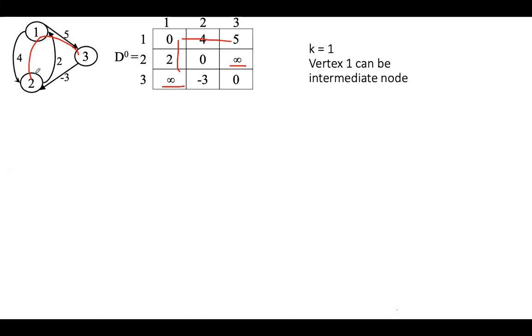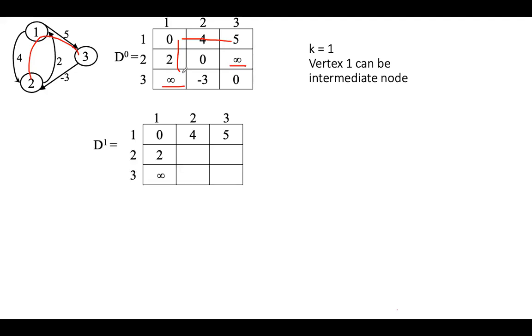We are trying to find out whether we'll get a shorter distance if we go through 1. When you are talking about 1, this first row and first column we will not consider. So the matrix will be like this. D naught is the input matrix. D1 is the next iteration matrix. Here we need to find out 2 to 3 and 3 to 2. Because the diagonal will be 0, we are not worried about those locations. So the 2 to 3 shortest distance, the 3 to 2 shortest distance.